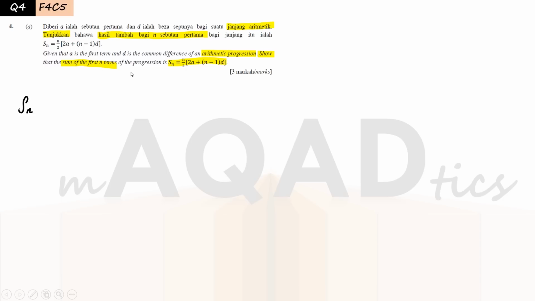Next question coming from progressions. In part A, they tell us to prove the Sn formula for arithmetic progression. What we know about Sn is that it is the sum of the first n terms, so it is t1 plus t2 plus t3 until the value of tn. These are the first n terms and we add them together. This is what we know.